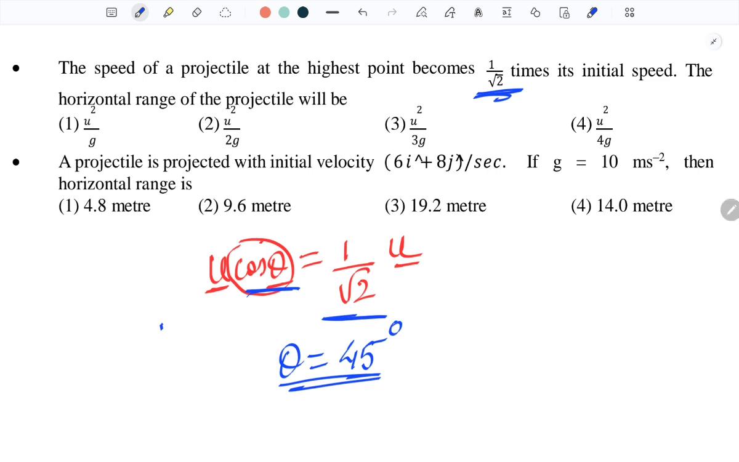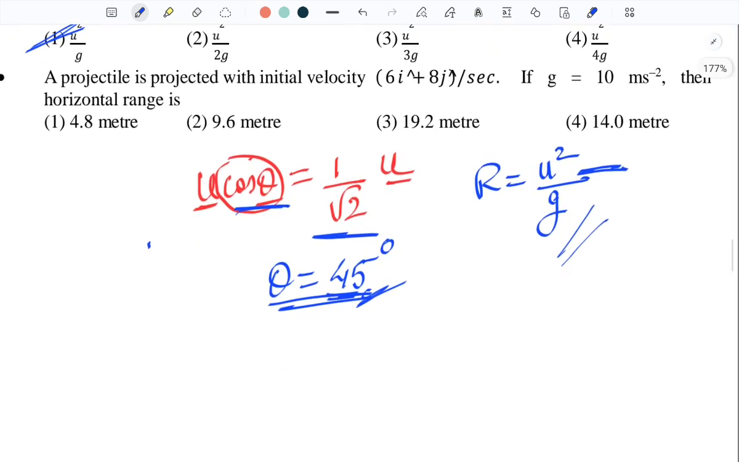So once you have understood theta equals 45, the formula for range is u square sin 2 theta by g. But he is asking the horizontal range of the projectile. Clearly theta is 45, so the range will be maximum. The maximum value is u square by g itself. So the answer to this question is u square by g. Or you can apply theta as 45 in sin 2 theta and then find, and you will still get the same answer. Okay, I hope this answer has been understood.